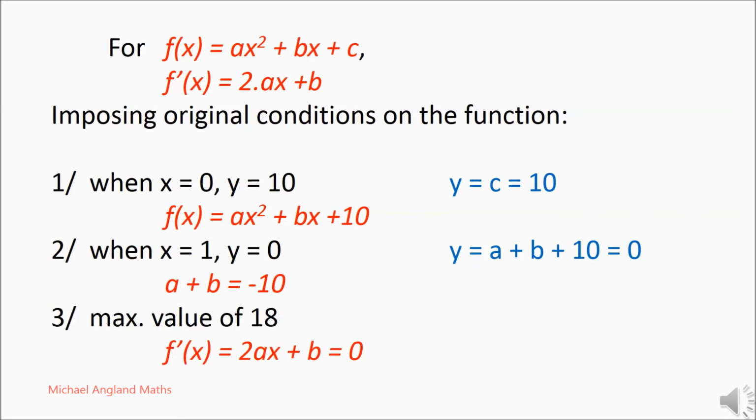Now recalling the third condition, a maximum value of 18, let's set the derivative equal to 0. The derivative is 2ax plus b. Set that equal to 0 and then we solve for x. So this produces a value of x is equal to minus b on 2a.